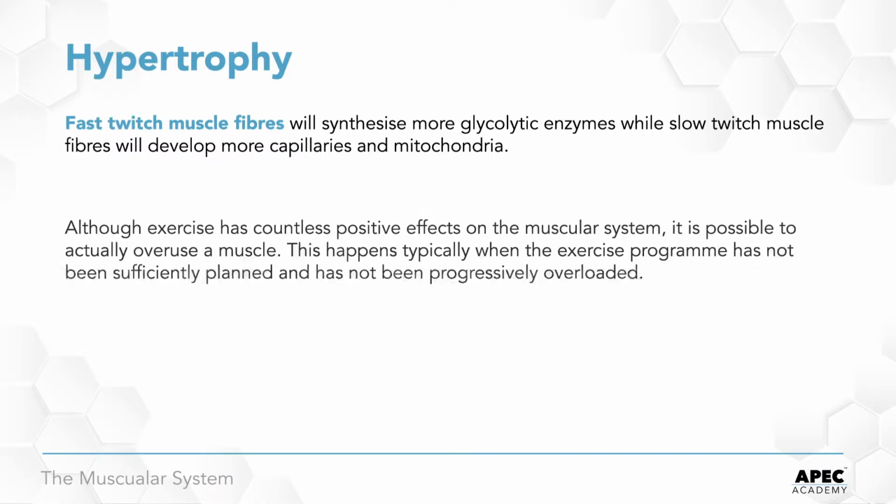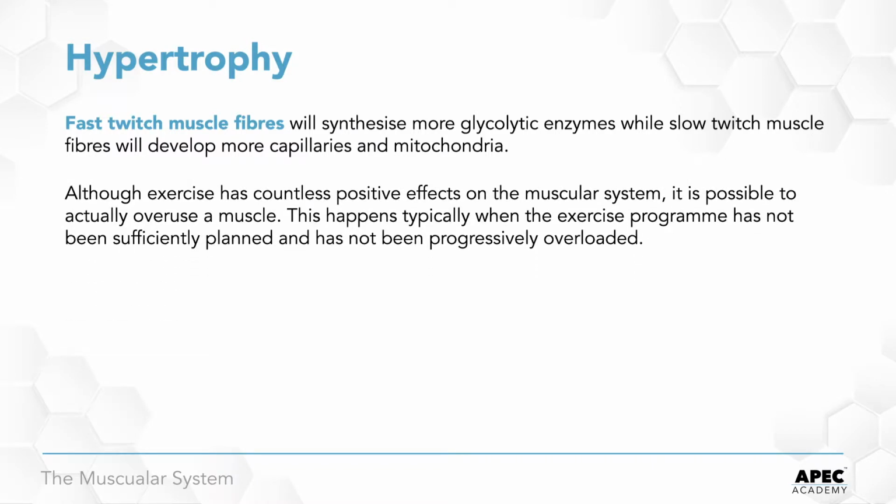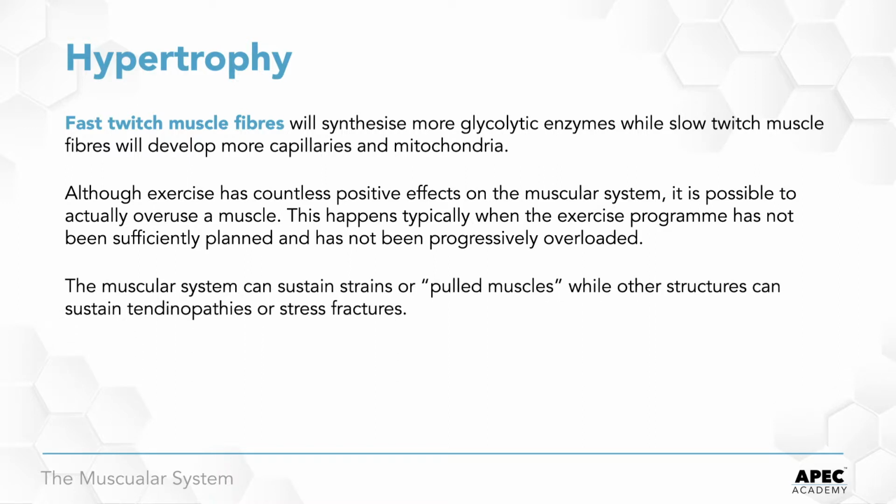Although exercise has countless positive effects on the muscular system, it is possible to actually overuse a muscle. This happens typically when the exercise program has not been sufficiently planned and has not been progressively overloaded. Muscles may not have the capacity to perform the activity they are being asked to do, and as a result, we can sustain overuse injuries. The muscular system can sustain strains or pulled muscles, while other structures can sustain tendinopathies or stress fractures.